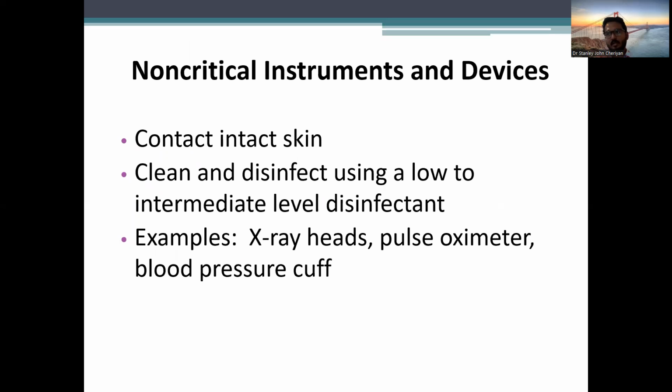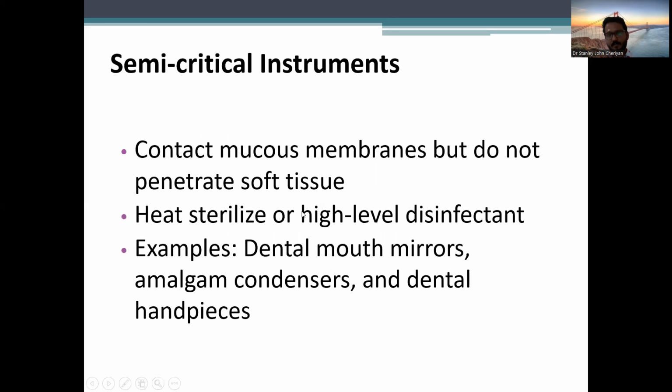The instruments that we use in our clinic can be clustered in three: critical, non-critical, and semi-critical. Non-critical instruments are our X-ray heads, pulse oximeter, blood pressure cuff. These don't directly come in contact with mucous membrane or blood. Intact skin is a good barrier for microorganisms, so these need only a very mild disinfectant.